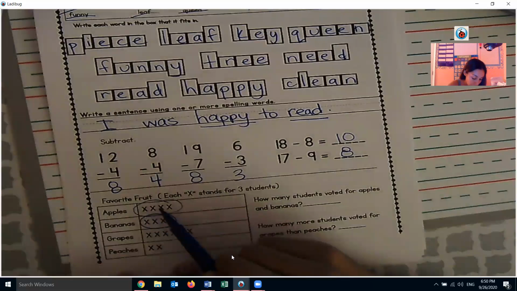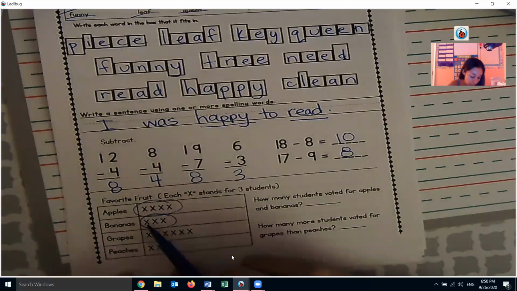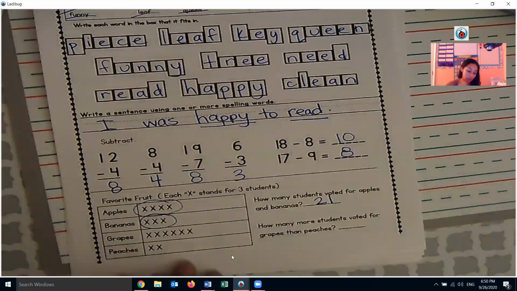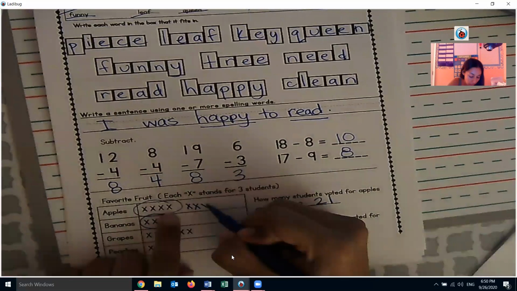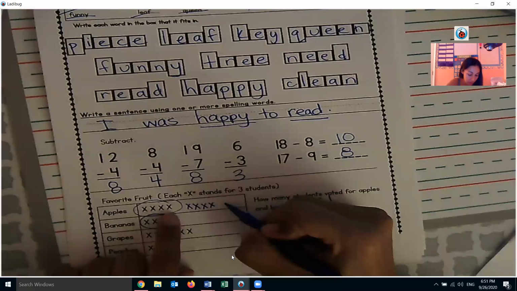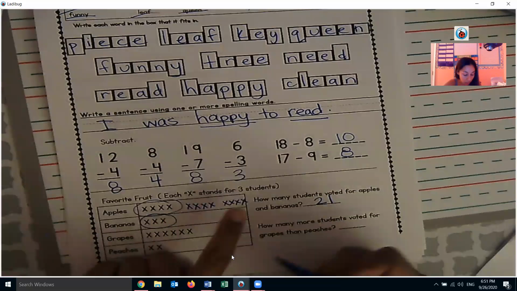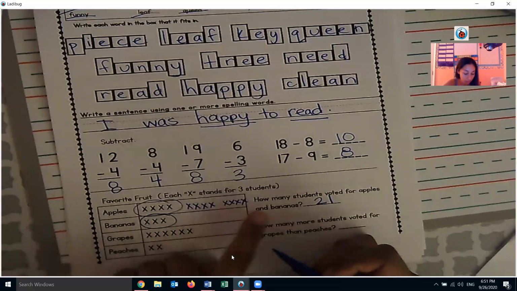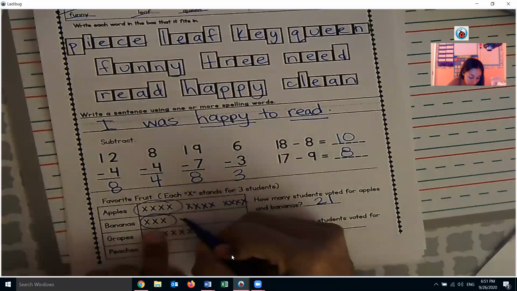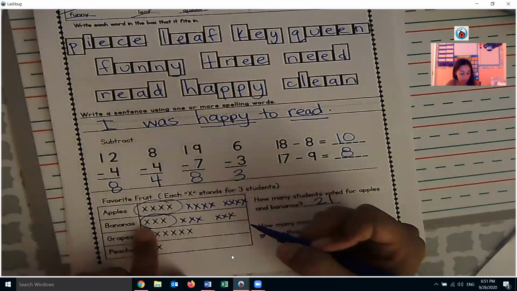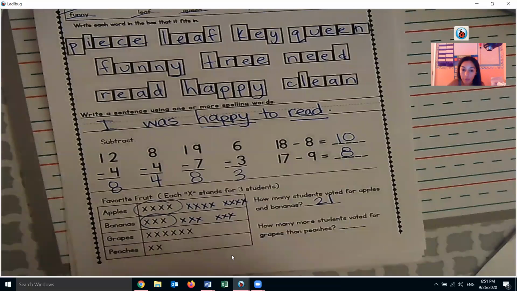1, 2, 3, 4, 5, 6, 7, 8, 9, 10, 11, 12, 13, 14, 15, 16, 17, 18, 19, 20, 21. So 21 votes. Another way you could do it is you can draw 4 X's, 4 X's again. So that would be, because each of these X's stands for 3, but if we draw 3 sets of 4, that's the same amount. And same here, 3 X's and 3 more X's, because each of these symbolizes 3. And if we count them, we should have 21.